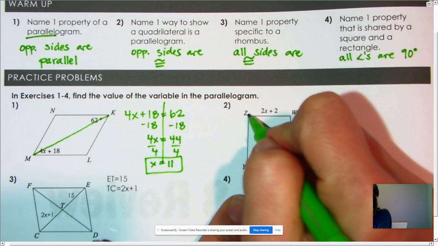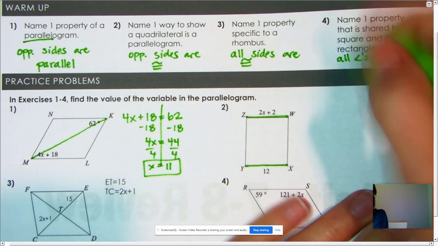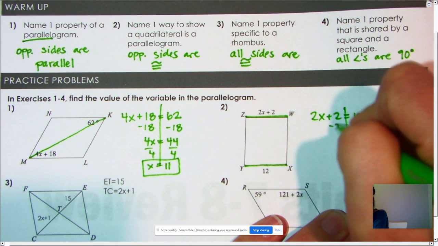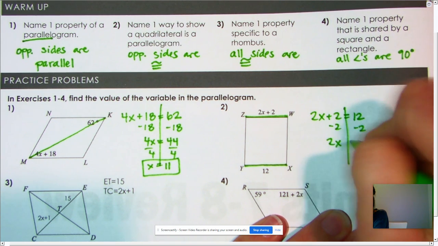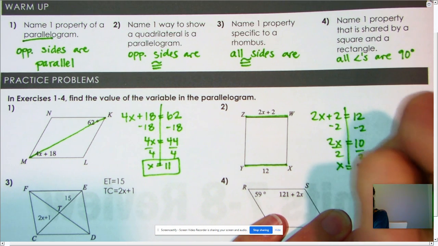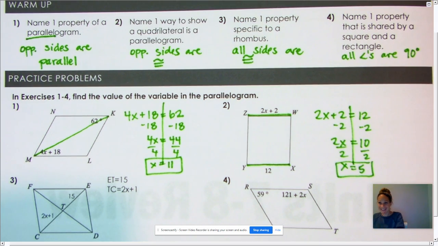Okay, question number 2. Remember that opposite sides are congruent, which means that their measures are equal. So I could write 2x plus 2 is equal to 12. Minus the 2 on both sides, 2x is equal to 10. Divide by the 2, so x is equal to 5. These are a lot quicker than the ones that we just did in the last unit, huh?